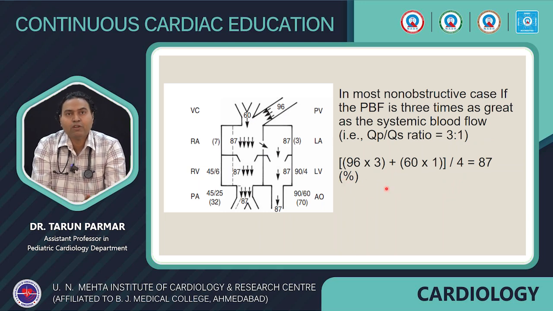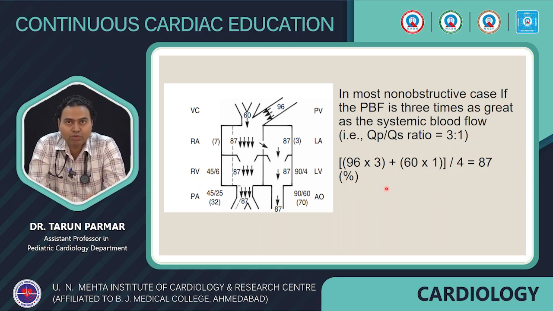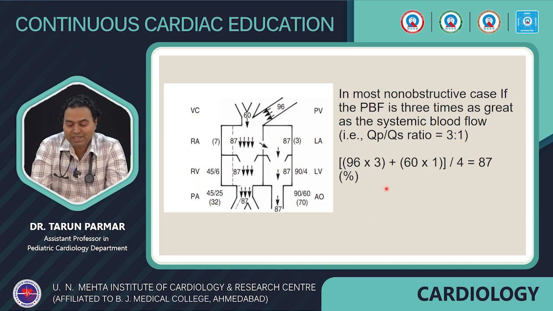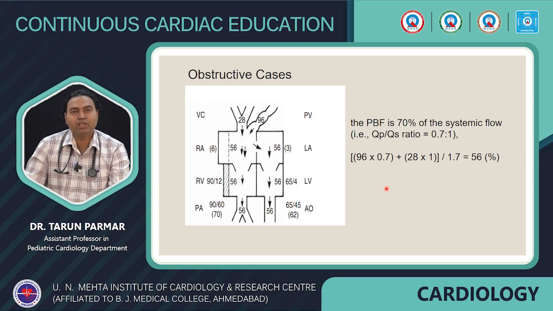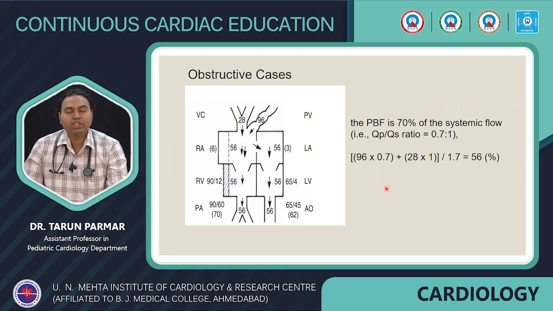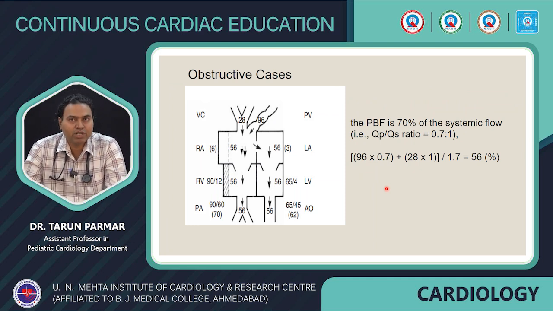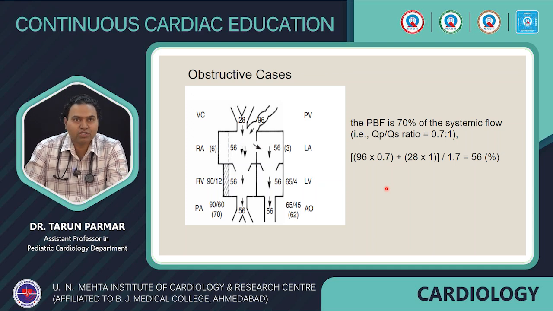So this is the supracardiac, non-obstructive type of TAPVC. The pulmonary blood flow is very high, almost 3 to 5 times the systemic blood flow. So the QP/QS ratio is 3:1, and saturation is in the range of 85 to 90 to 93%. And in the obstructive case, the QP/QS ratio is 0.7 to 1, and saturation is very low. There is RVH and RV dysfunction.